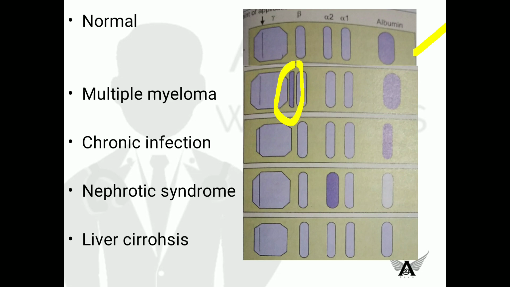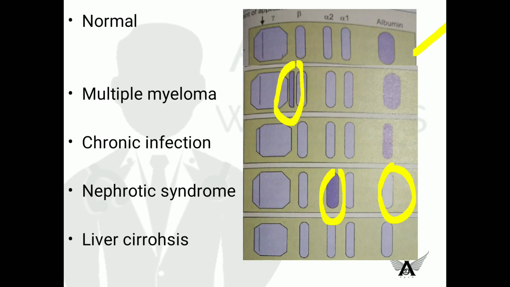Next is chronic infection. In chronic infection, the albumin band is shortened. Next is nephrotic syndrome. In nephrotic syndrome, proteins are lost in urine, so there is hypoalbuminemia. And alpha 2 proteins are prominent in nephrotic syndrome. Last is liver cirrhosis. What happens in liver cirrhosis? Protein is produced in the liver, so proteins are reduced in liver cirrhosis.